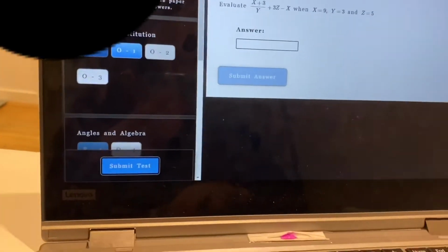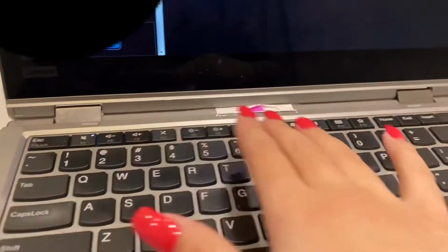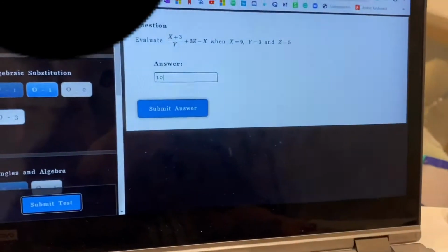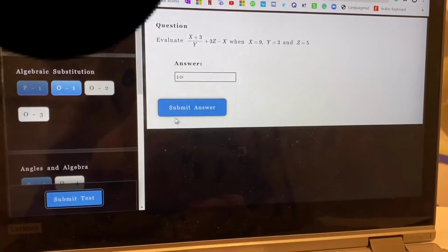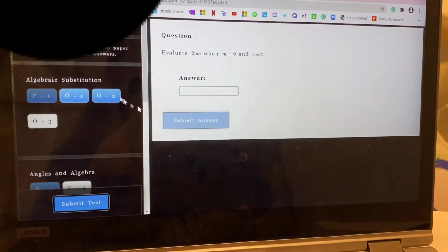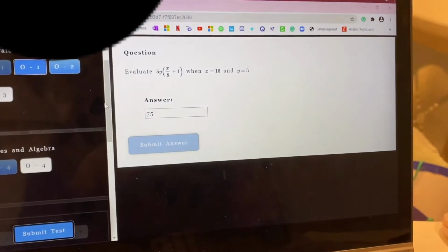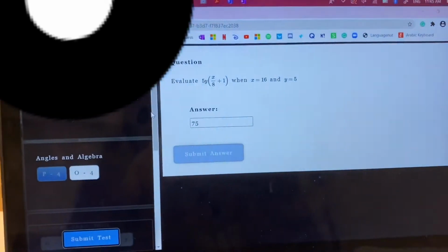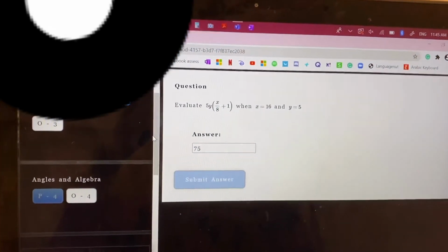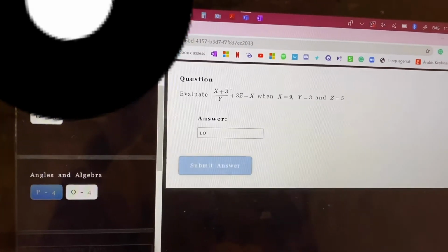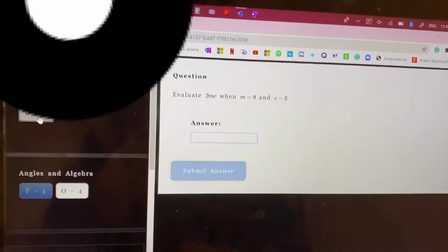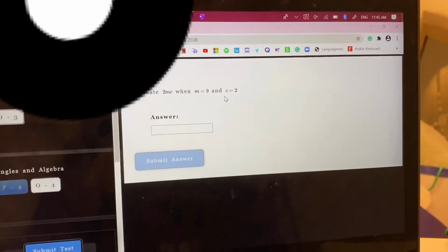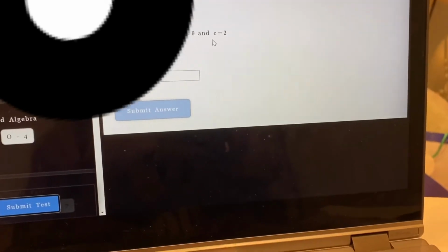So I'm gonna just write that in right now. 10, submit answer, cha-ching. Okay, if you want to see question one, that was question one and I got 75. So most of these modules I did were algebra, and algebra is pretty hard if I'm being honest, and some bits easy, but you know, I've got this, I can do this.